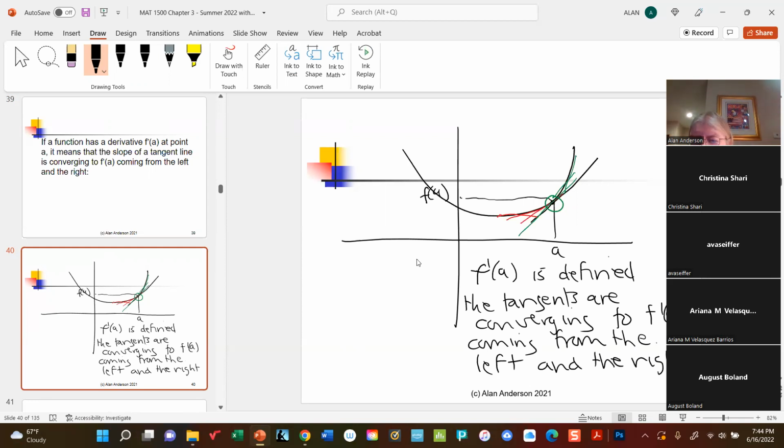You know, it's kind of like two people are trying to meet up at that point A, and even though they're coming from different directions, they're gradually getting closer and closer to their destination, and so eventually they'll meet at point A. It's not exactly the same thing, but here it's the slopes of the tangents that are getting closer and closer. So that means that the derivative is in fact defined at that point. So let me show you a case where that would not be true.